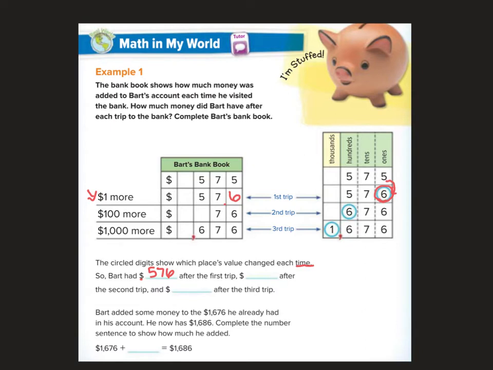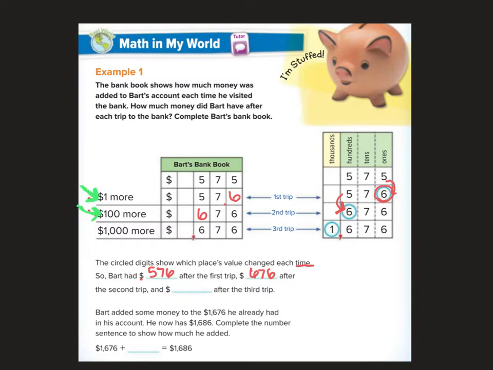Okay, so now we're noticing the hundreds place changed, right? It went from 500 to 600, which means he added $100 to his total. He has $100 more. So now he has 676. Notice the only digit changing in this one is the hundreds place because we're adding 100. When we are adding $1, only the ones place changed. Everything else remained the same.